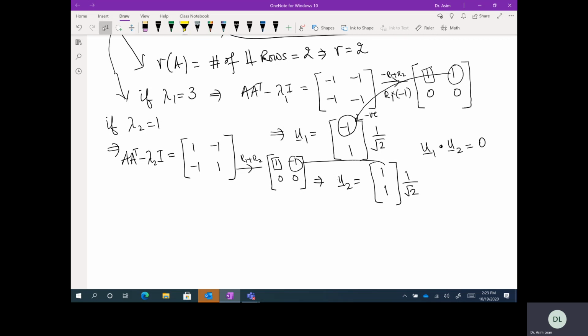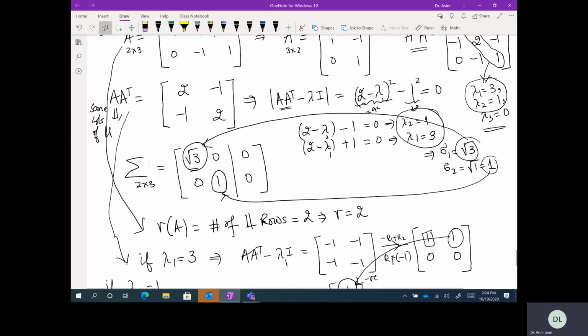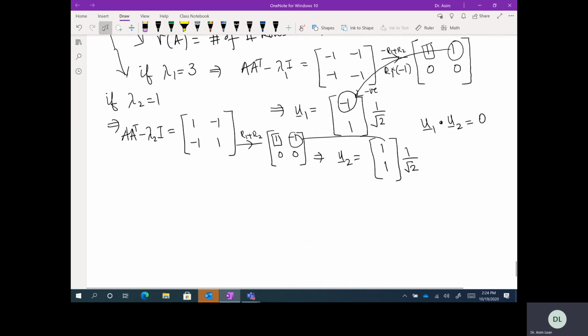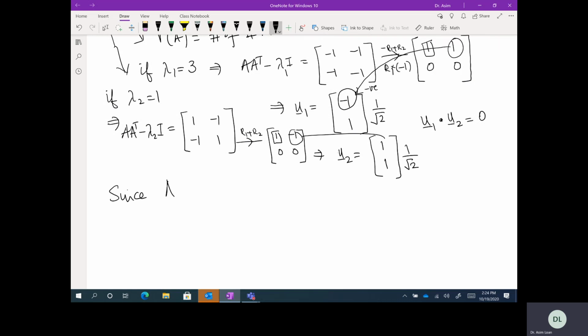So what is V1 then? Since this is a fat matrix, I am going to use A transpose. So since A is fat, which implies M is less than N, right? Since M is less than N, then A transpose U i is equal to sigma i V i for i equal to 1, 2, up to R. And what is R here? R is equal to 2, so only 2.